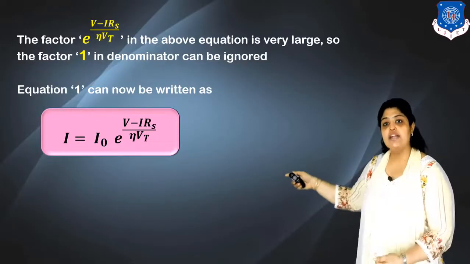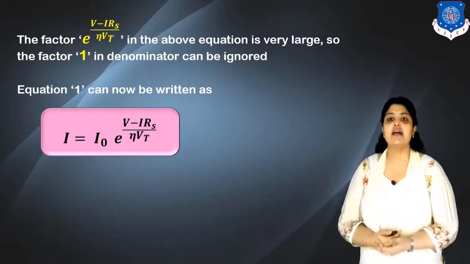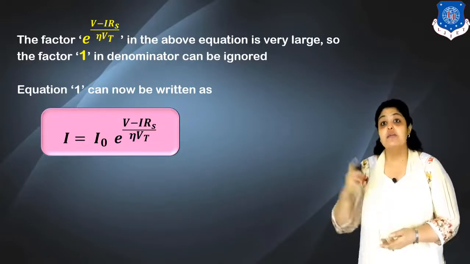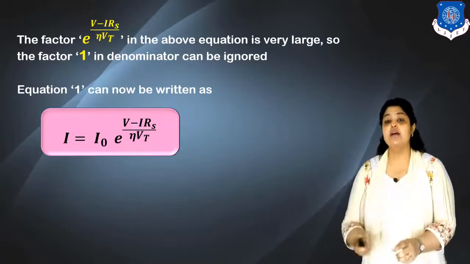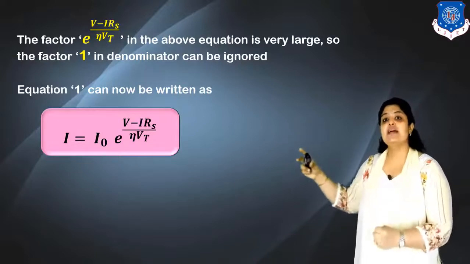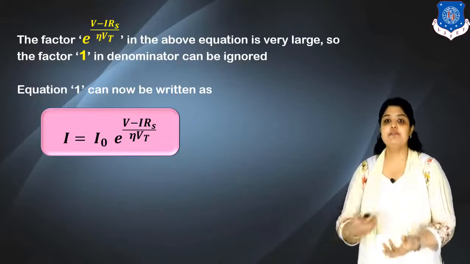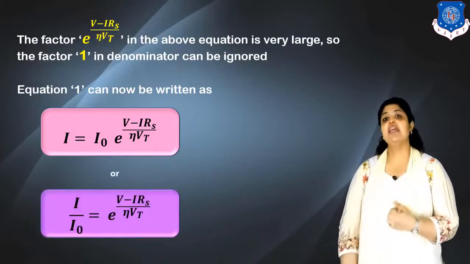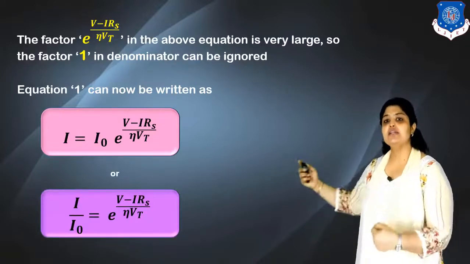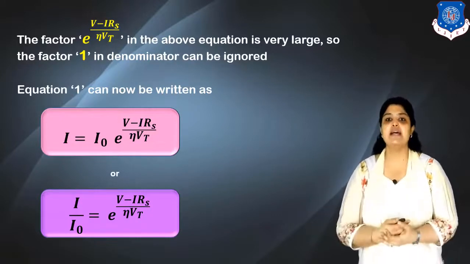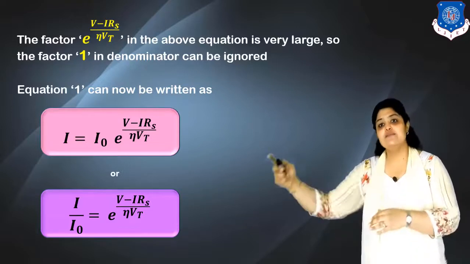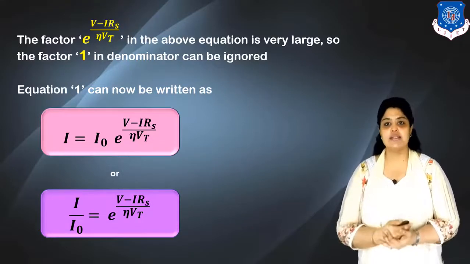I is equals to I naught e raised to V minus IRS upon eta Vt. Plus 1 term is ignored because e raised to V minus IRS upon eta Vt itself is very large. And we can write I by I naught is equals to e raised to V minus IRS upon eta Vt. I have just taken saturation current on the other side.